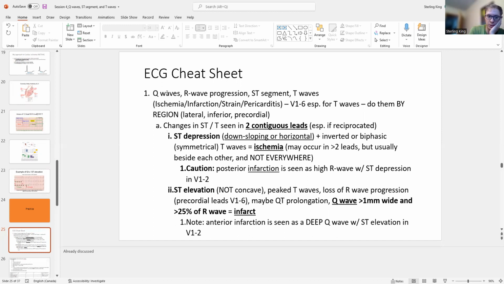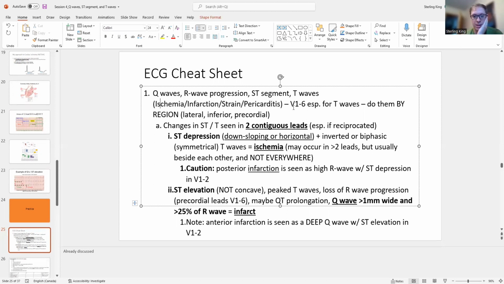So going through it: Q wave, R wave progression, ST segment, T waves. You're looking through ischemia, infarction, strain, or pericarditis. V1 through 6 are going to show the T waves well, but really you're going by region: lateral, inferior, precordial. You need to see 2 contiguous leads with ST depression to look for ischemia. A caution is that posterior infarction looks like ST depression in V1, V2. It's a high R wave. One way to confirm it is to get posterior leads. The other is to recognize, based on symptoms and severity, that this is probably an MI.